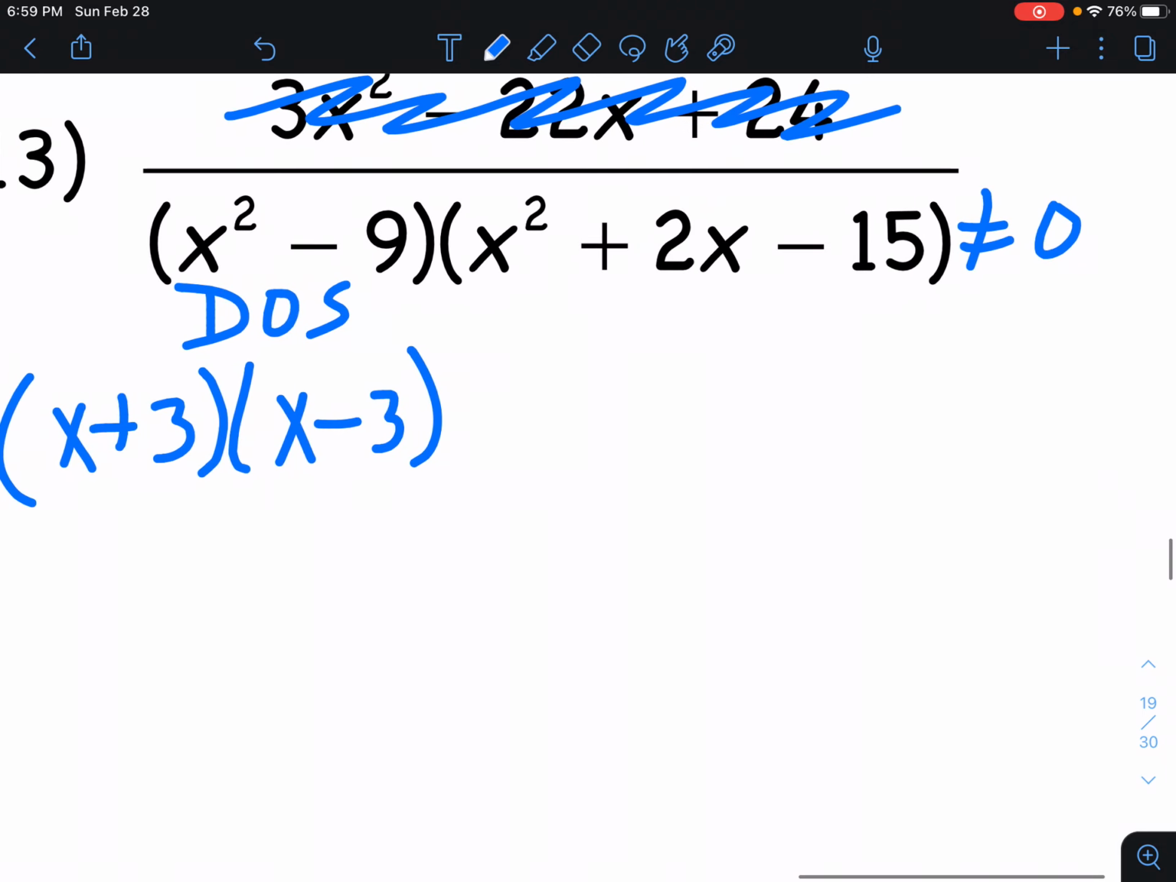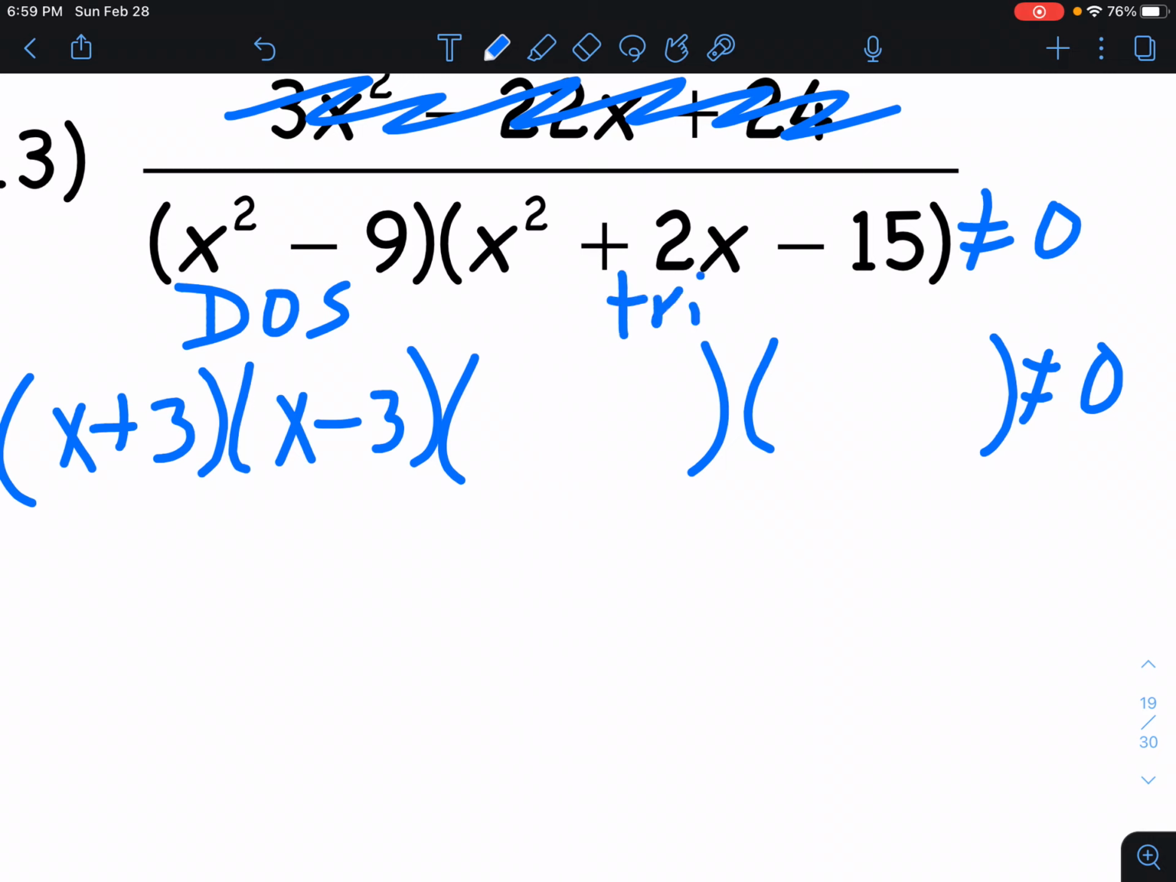The second one is a nice, easy, well, not the easiest, but it's an easy trinomial. Signs: we got a c being a minus, so that's plus minus. Two numbers that multiply to get negative 15 with different signs, to subtract to get a plus 2, that would be plus 5 and minus 3.